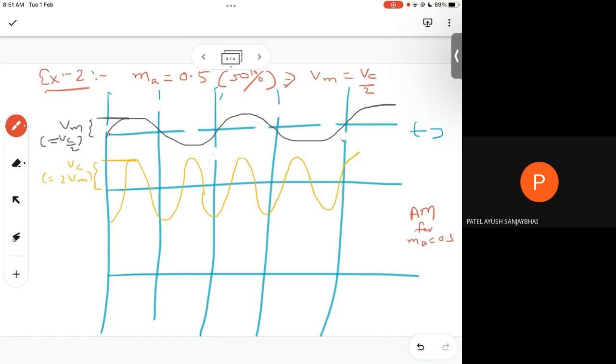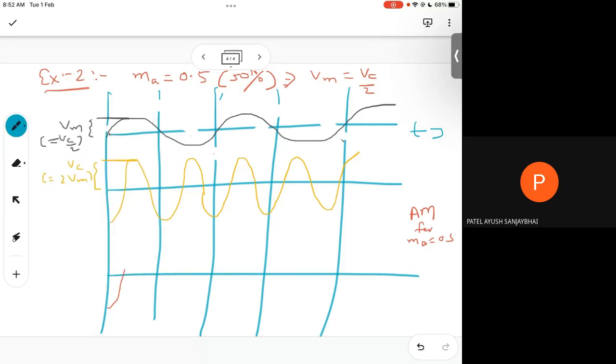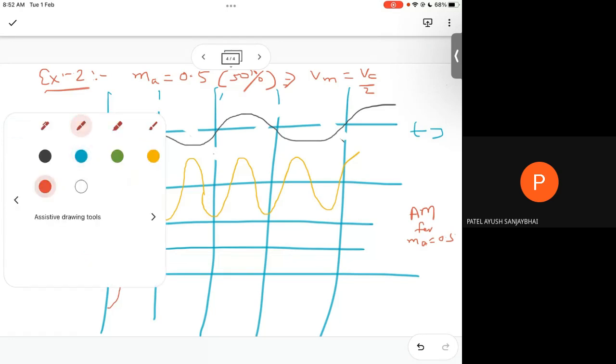So here my maximum amplitude could be different. It will not be twice. Okay, so it will be slightly different, and minimum will not be 0. So in this case, my AM wave will look something like this. Again, I put this thing. So this is your Vm, which is equal to Vc by 2. Okay, so this is your Vc. So it will look like this, your AM waveform.